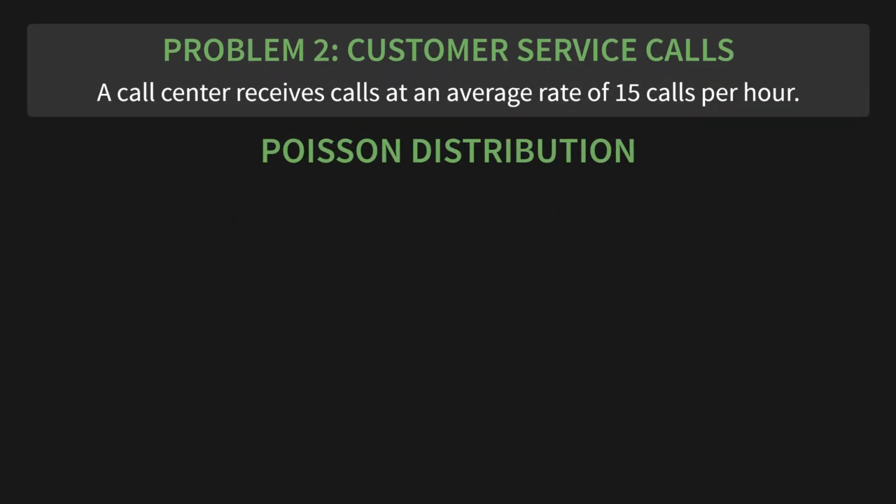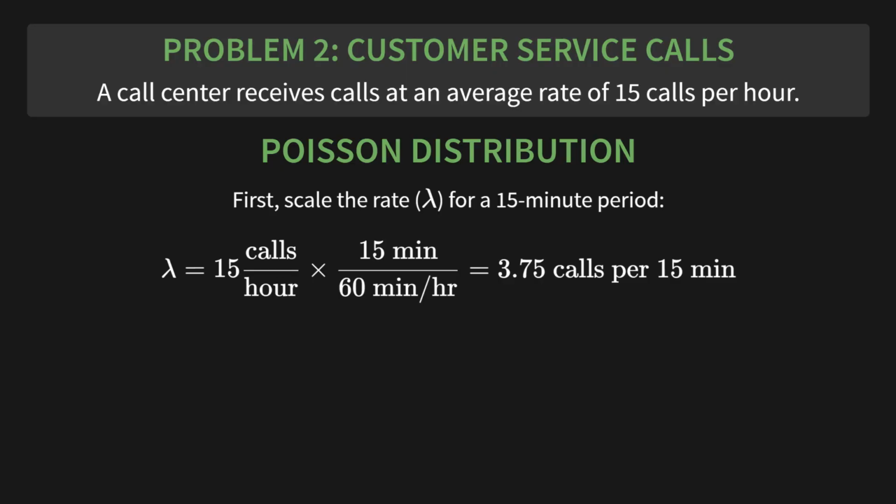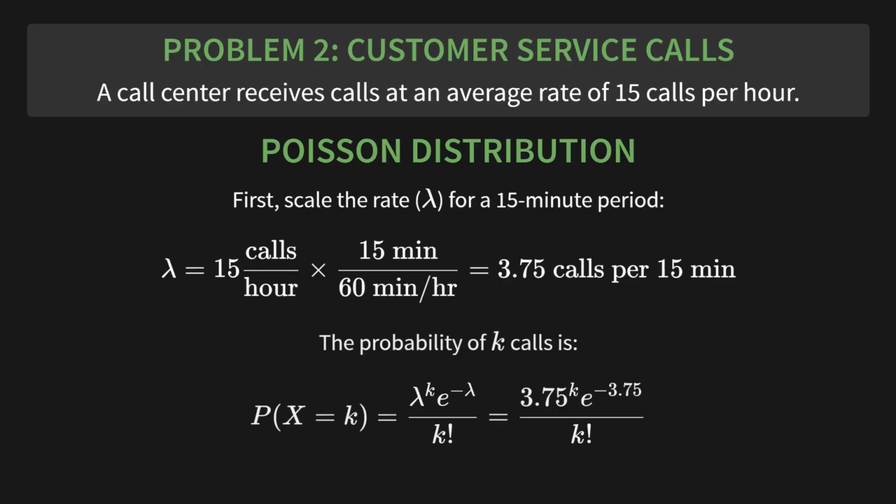You got it, it's the Poisson distribution. It's perfect for this. Now, here's the first step, and it's an important one. We have to scale the rate, which we call lambda, for our 15-minute period. The original rate is 15 calls per hour, so we take 15 and multiply it by 15 minutes over 60 minutes per hour. That gives us a lambda of 3.75 calls per 15 minutes. As you can see on the slide, the probability of getting k calls is given by that classic Poisson formula.